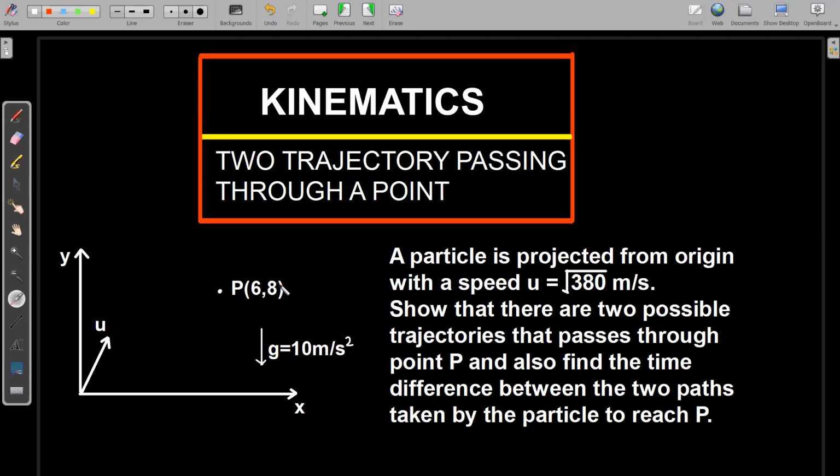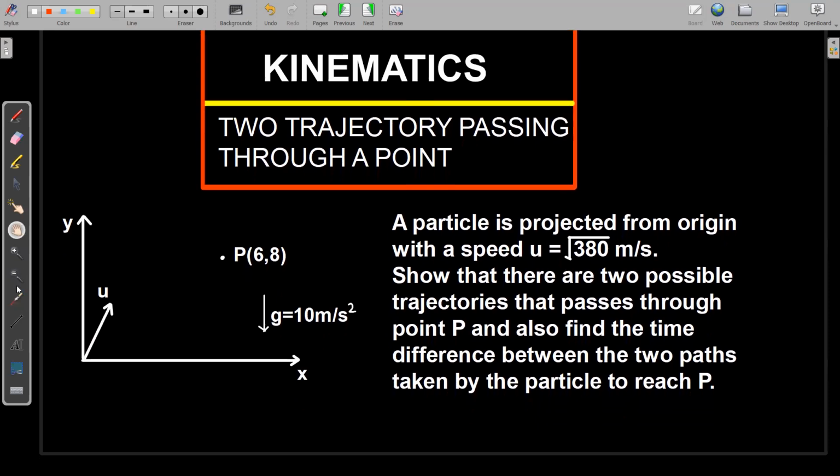In this question, we are given that we projected a particle with a speed u, and the value of u is under root of 380 meter per second. It is fixed, but the angle of projection is different. You can change the angle of projection.